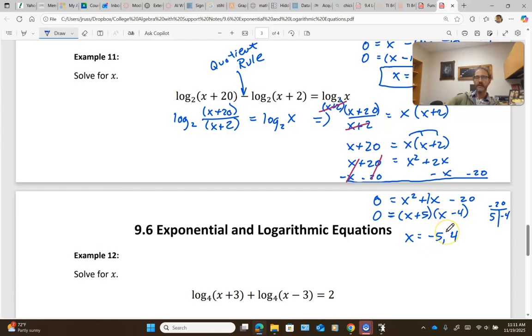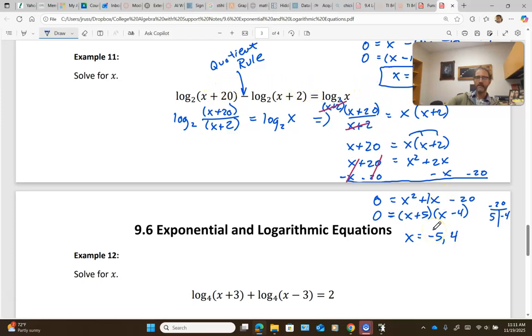Alright, well, we need to check these again. Okay. So I'll check the 4 first. I'll plug 4 in. This argument would become 4. This one would become 4 plus 2, which is 6. This one would become 4 plus 20, which is 24. So we're good. No negatives.